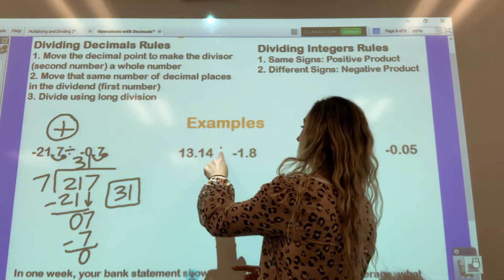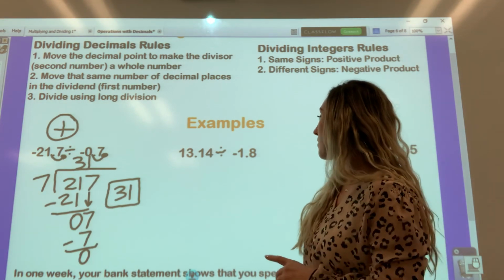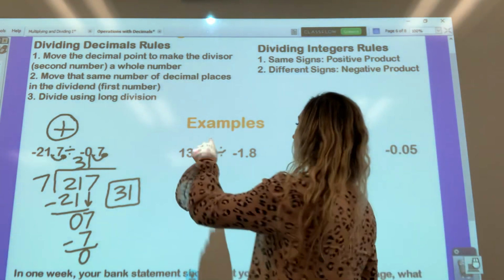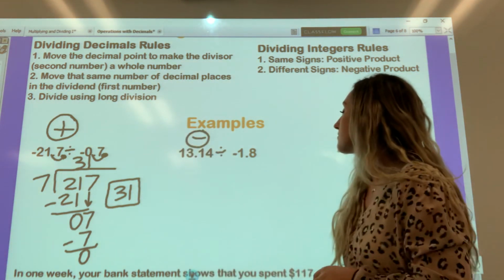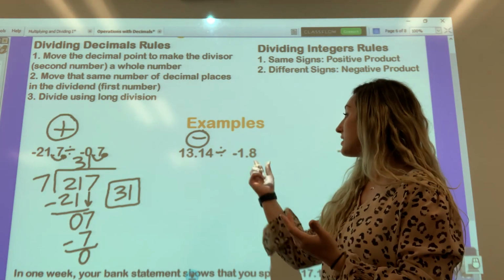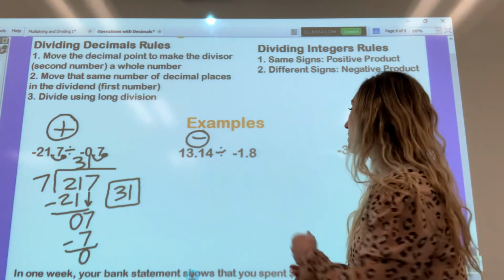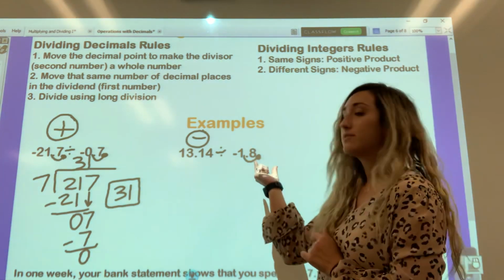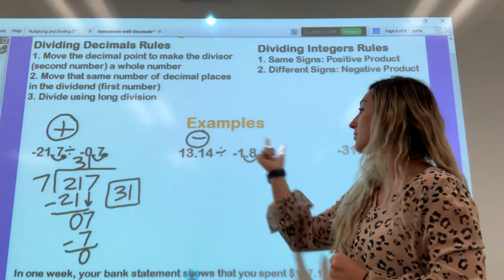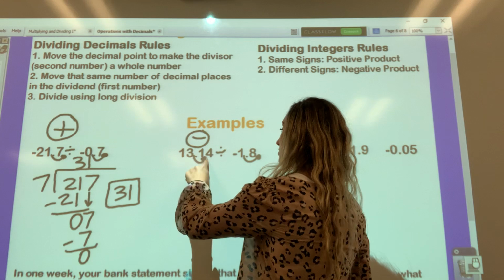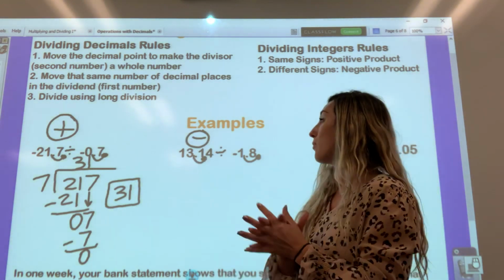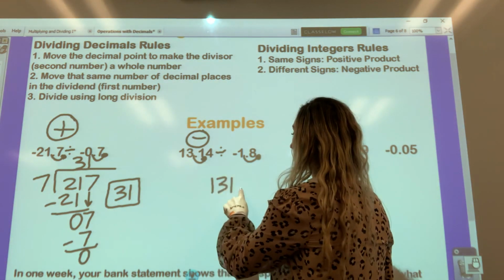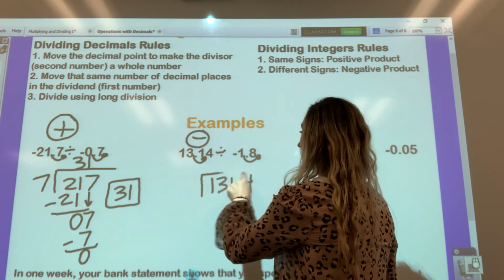Our next one, 13.14 divided by negative 1.8. We have a positive divided by a negative, making our answer negative. So, first thing we need to do is make this a whole number. Right now it's 1.8. Let's make it 18. Because we moved the decimal point over one place in that number, we need to also do it in this number. So move it over one place. That makes this 131.4. So our new problem is 131.4 divided by 18.